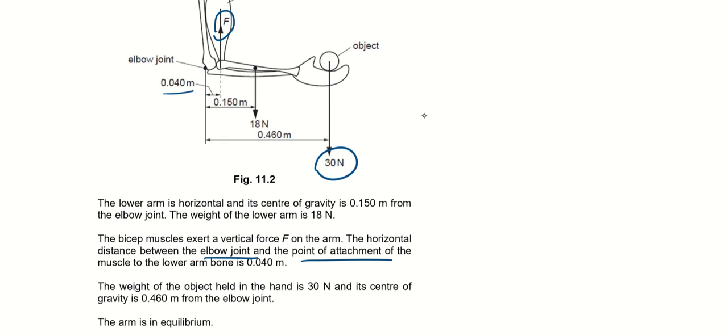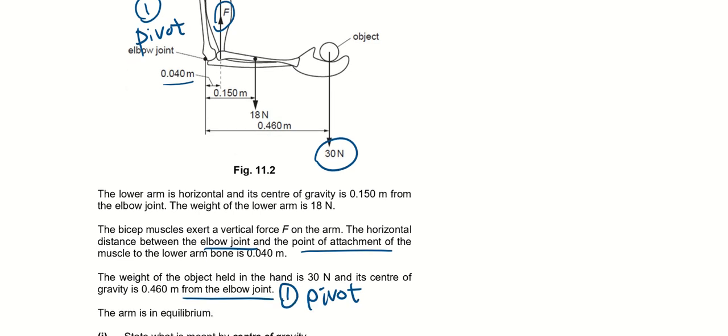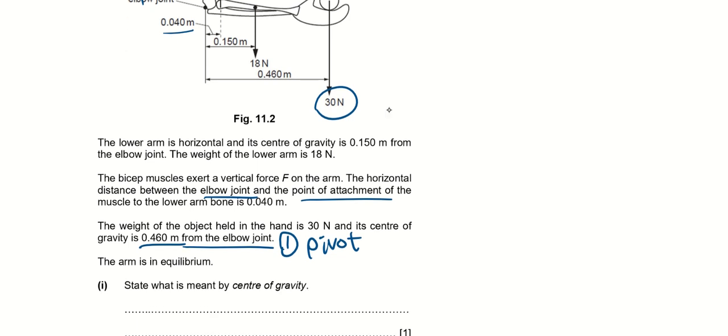So everything is from the elbow joint, so I will assume step 1, this is going to be my pivot. The elbow joint is going to be the pivot, because the perpendicular distance of all the forces are taken with respect to the elbow joint, which is the pivot. So the perpendicular distance is 0.46 meters. The arm is in equilibrium, that means we can apply the principle of moment.